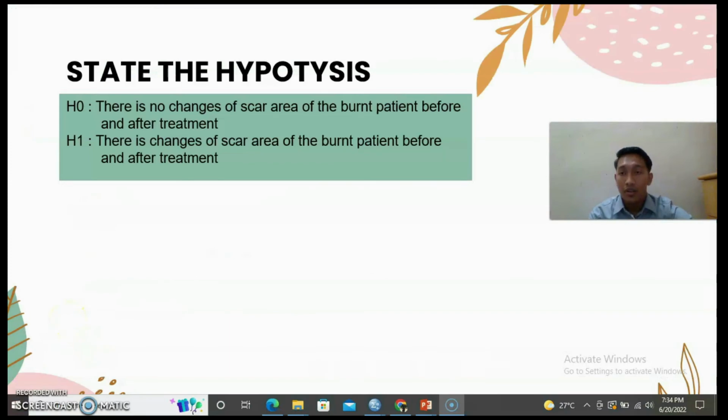On this slide, you can see the statement of the hypothesis. For the null hypothesis, there is no change of scar area of the burn patient before and after treatment, and for the alternative hypothesis, there is a change of scar area of the burn patient before and after treatment.